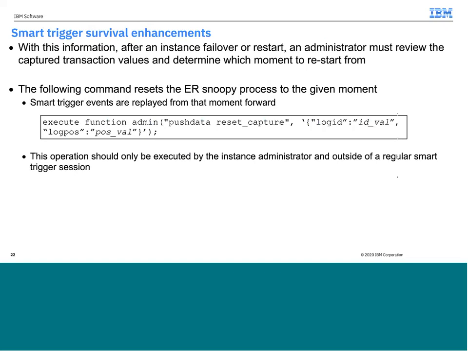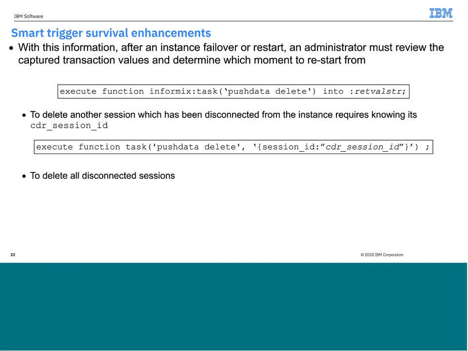And this is the command where you can go in and look at those events. What this will do is go back through and look at the logical log records from that logical log ID and that logical log position and present the information to you. Obviously, this is only to be executed by the instance administrator, and this will be outside of a regular smart trigger session. So you want to do this as discrete operations through DB Access or something like that.